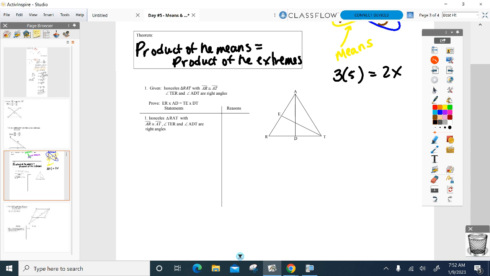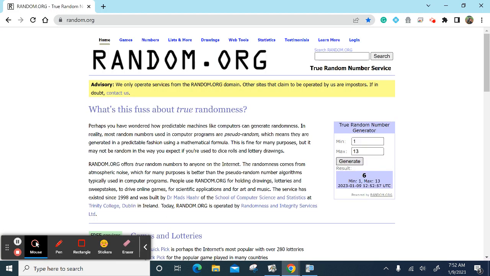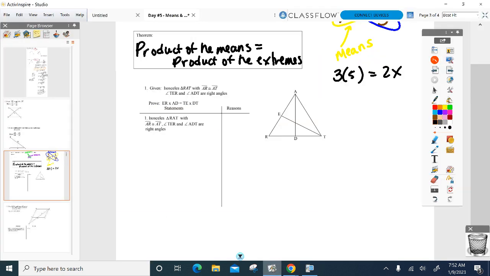What did we go over on Friday? How should I figure out what triangles to prove similar without guessing? What can I use? The proof statement. Nate Dogg, you're on fire. Proof statement. Let's go ahead, Nate. Give me a side in the proof statement. Give me a segment. ER.